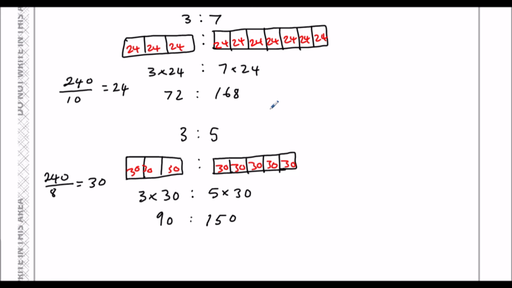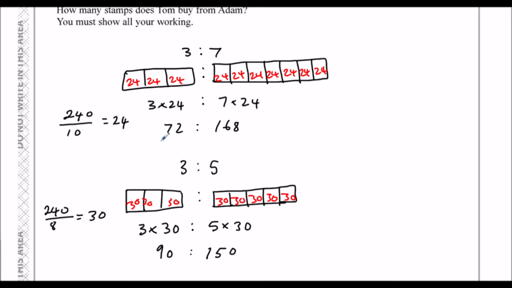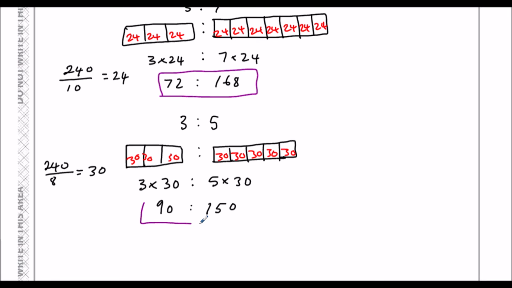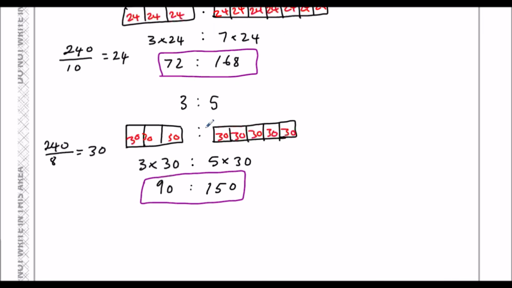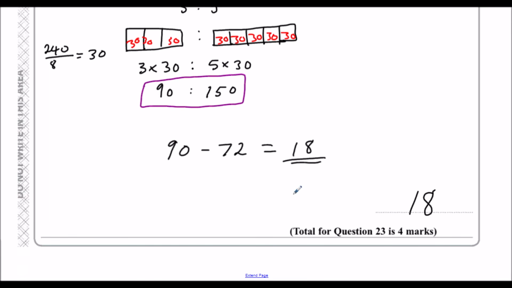So now we can look at how many stamps they've switched. So initially, Tom had 72 and Adam had 168. And after Tom bought some, Tom has got 90 and Adam has got 150. So how many has Tom bought? So 90 take away 72 is 18. So Tom has bought 18 stamps. Tom's stamps have gone from 72 to 90, which means they've gone up by 18.